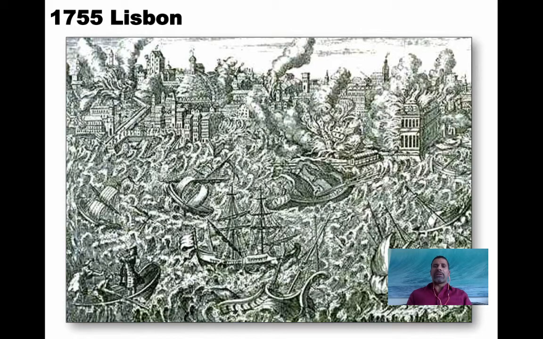Some places don't have historical records. They kind of come out of the blue. In 1755, there was a massive earthquake, magnitude greater than 8, that hit Lisbon in Portugal, caused massive tsunamis that hit even parts of the Caribbean, and people say it was actually responsible for the beginning of the Enlightenment movement, when people started looking at science in a different way.